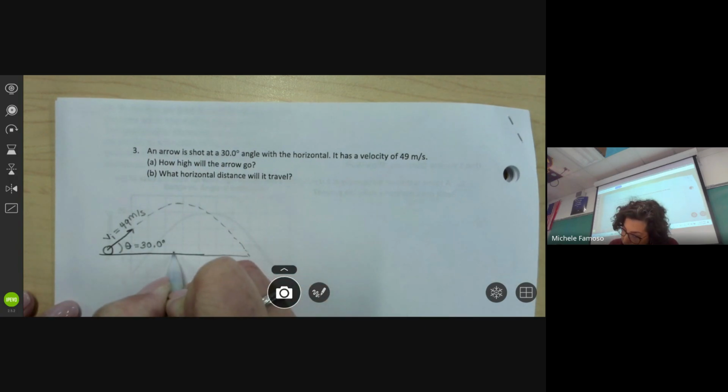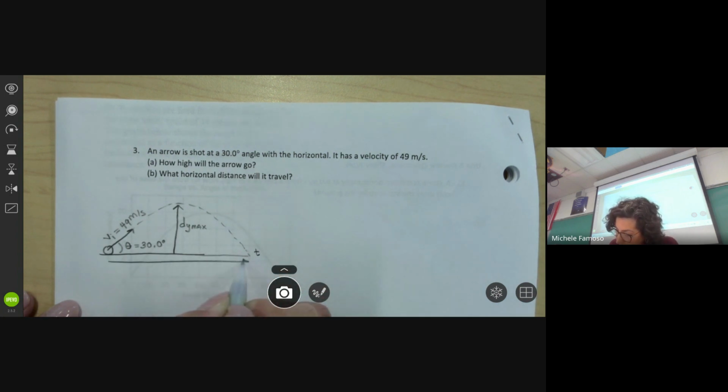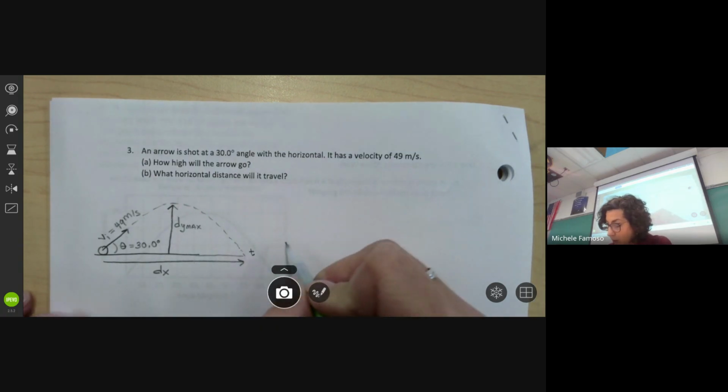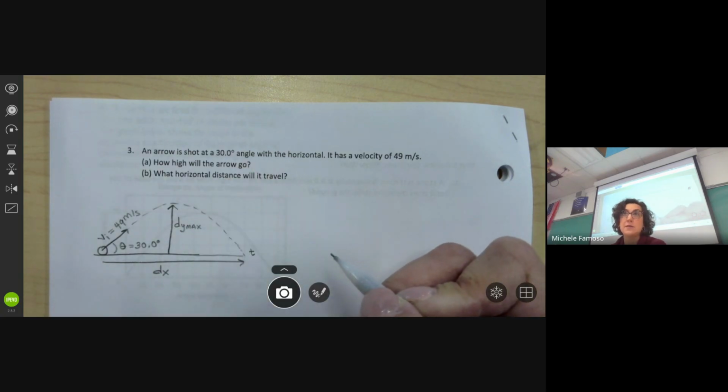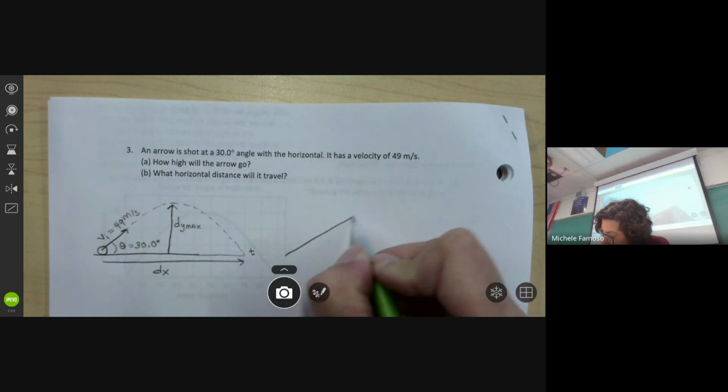Okay. So here is your dy, the maximum value. There is your time. That is the range dx. Before we do anything else, we better break up this speed because you cannot use the 49 meters per second in any calculations to find any of these things. You're going to break it up.